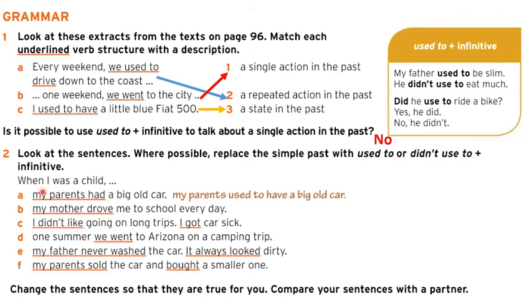All right? For example, in letter A, it says, when I was a child, my parents had a big old car. Okay, since we're talking about a past state, we can change it. My parents used to have a big old car. This is correct. But for example, here, it says, one summer, we went to Arizona on a camping trip. Here, one summer is a single action. So this sentence, you cannot change it with used to because it's not a repeated action. All right? So please complete the exercise, and when you finish, we'll continue.